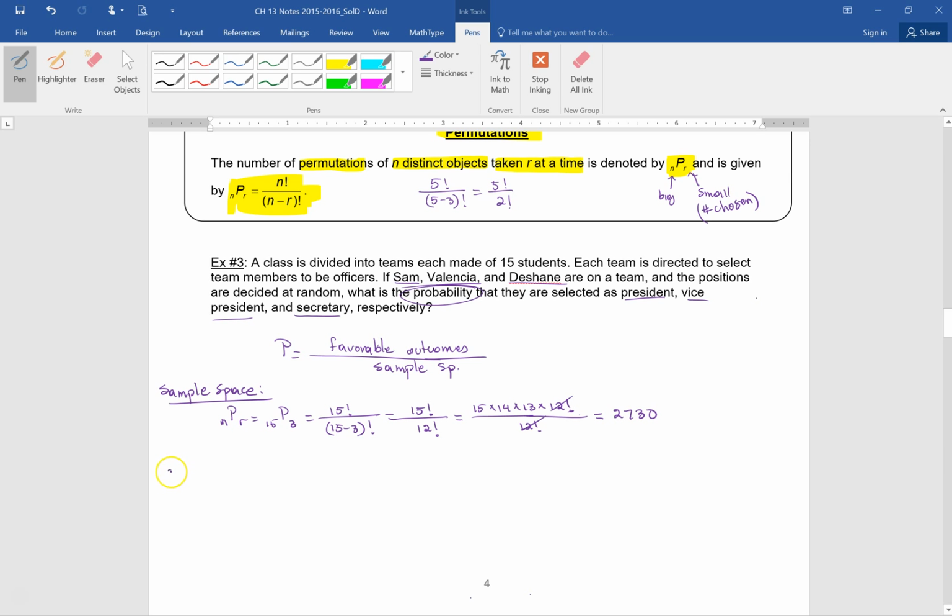Okay. So, what is the favorable outcome? How many favorable outcomes do we have? Do we have three, though? We just have one, because it's set. We want Sam to be president, Valencia VP, and Deshane secretary. So, we've got only one situation that's going to make us happy. All right? So there is just one of those. So the probability is 1 out of 2,730. And remember, we never do decimals.